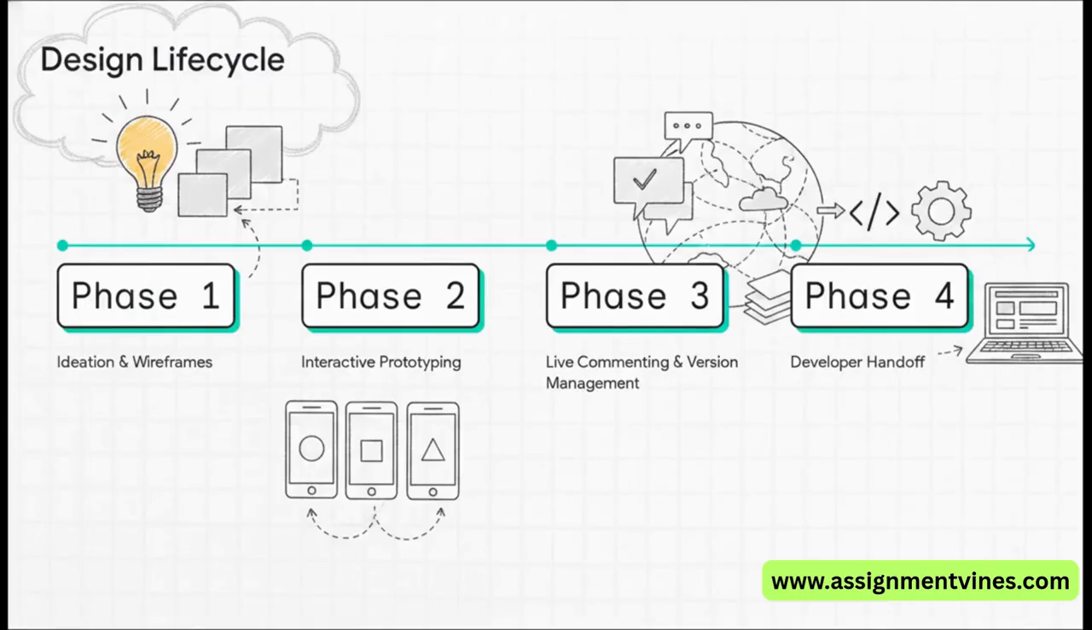Okay, Section 5, Seamless Team Collaboration and Unified Workflows. Let's be real here for a second. Brilliant design means absolutely nothing if it cannot be effectively communicated to the developers who actually have to build the thing. Across the collaborative lifecycle, we start with ideation and wireframes in Phase 1, and then we move seamlessly into interactive prototyping in Phase 2.